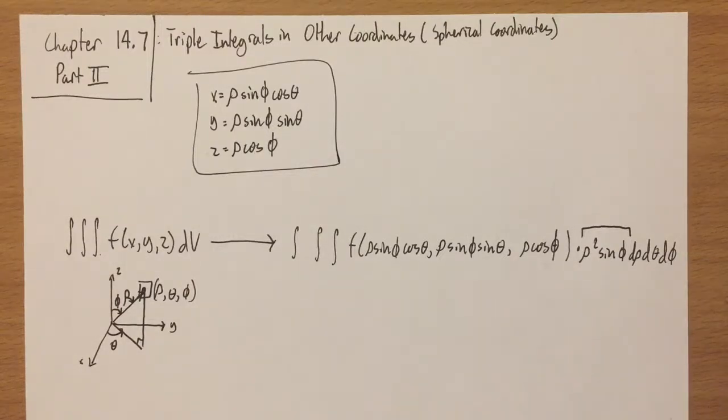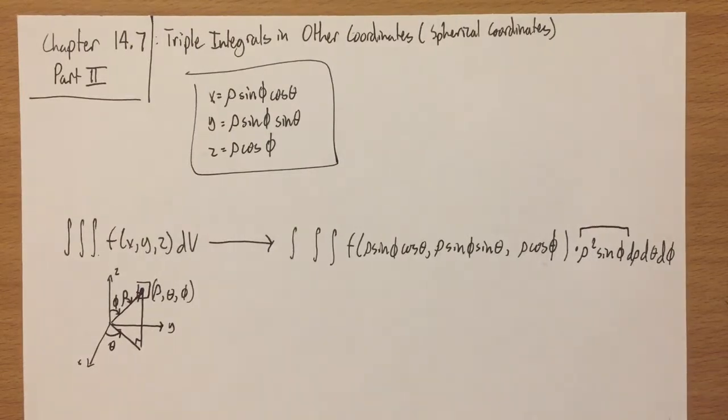Hi guys. Today I'll be talking about chapter 14.7, part 2, and it details the use of triple integrals in other coordinates. So not rectangular or cylindrical, we're talking about spherical coordinates today because Edgar covered rectangular and cylindrical coordinates. In order to truly understand how to use spherical coordinates, we have to look at how to convert rectangular into spherical.